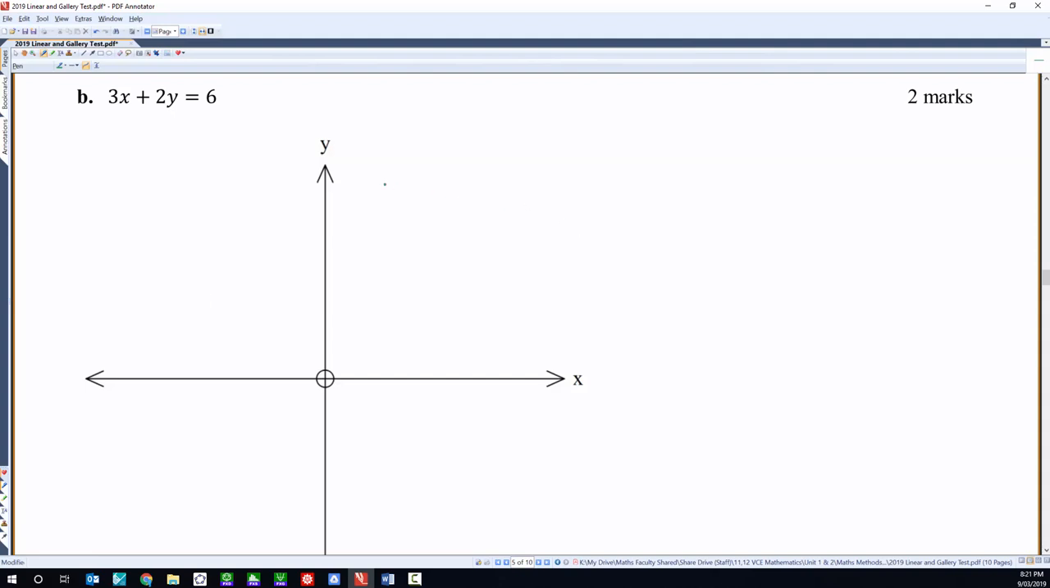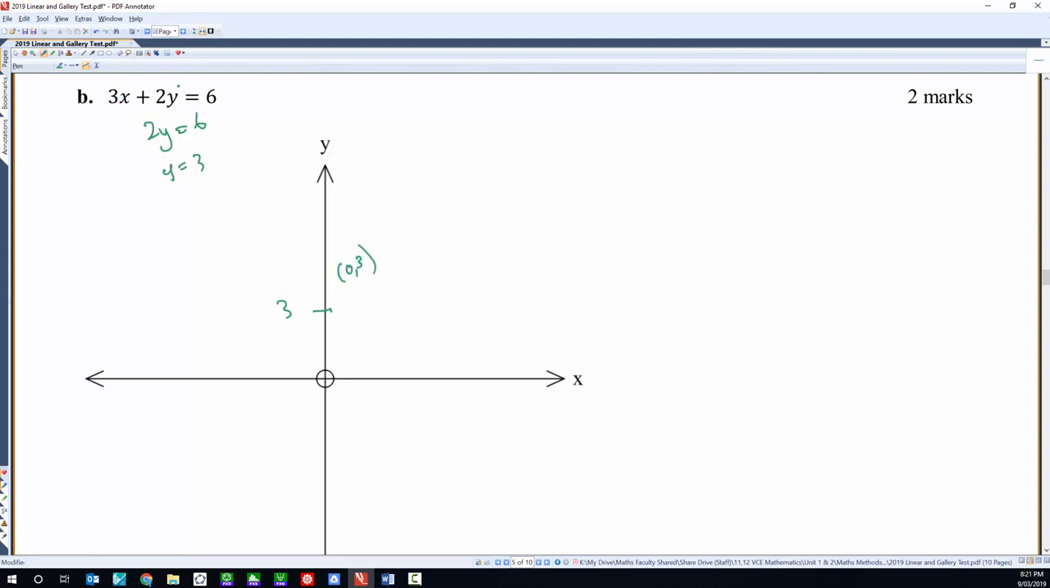Okay, so this one here is just your bog standard x-intercept, y-intercept linear. So I'm going to let x equal 0 to find y. So 2y equals 6, y equals 3. Okay, so the y-intercept is 3, and we're going to label that as 0, 3.